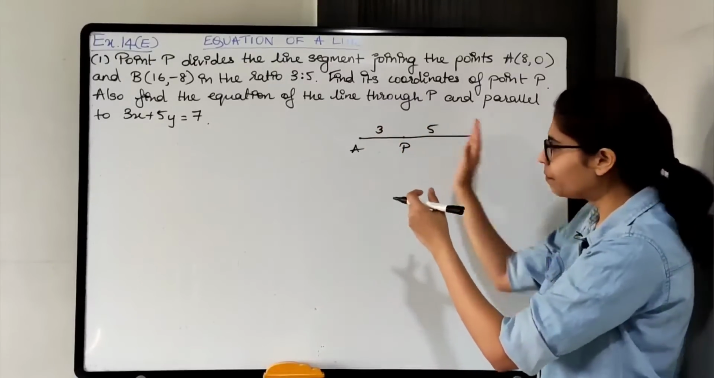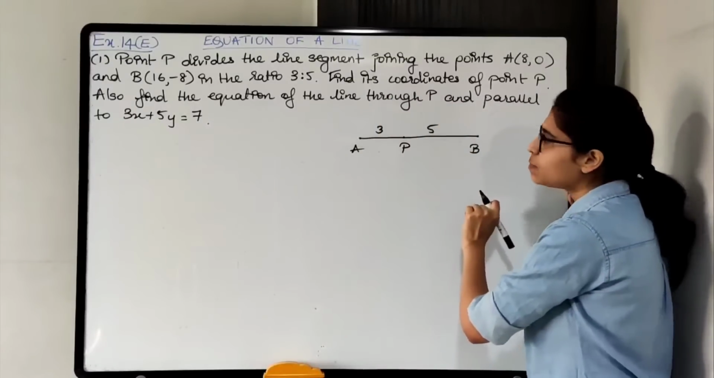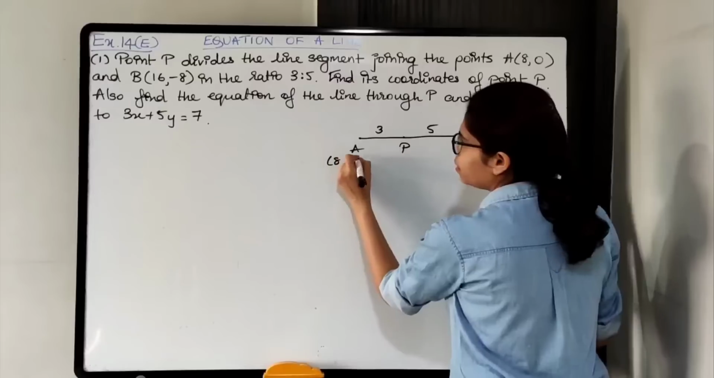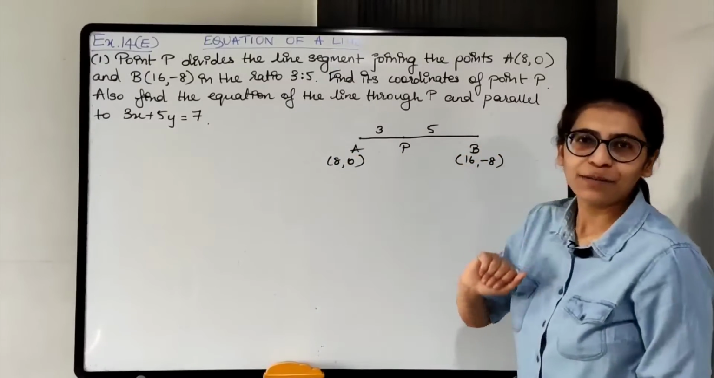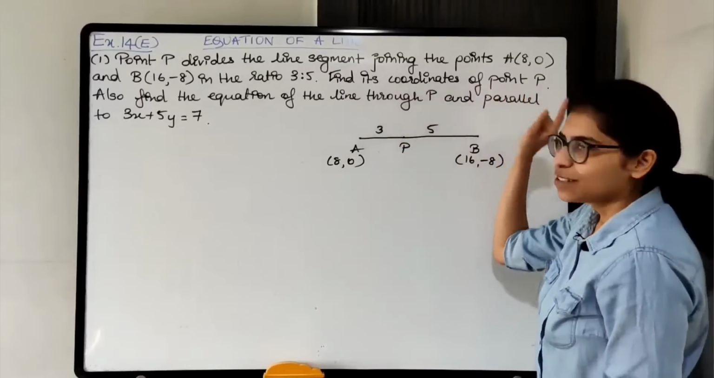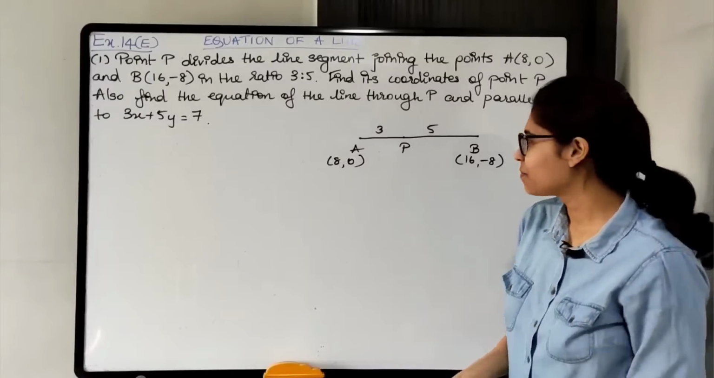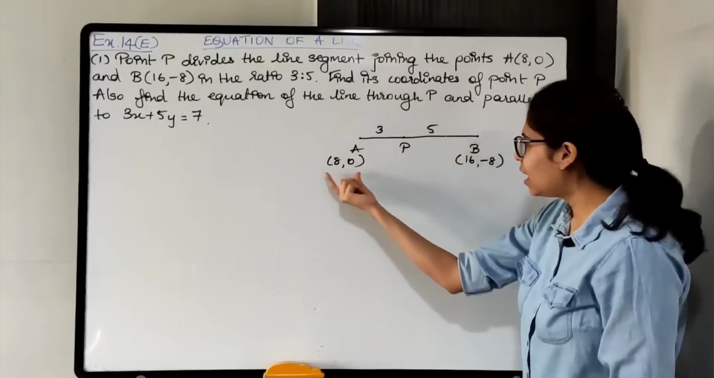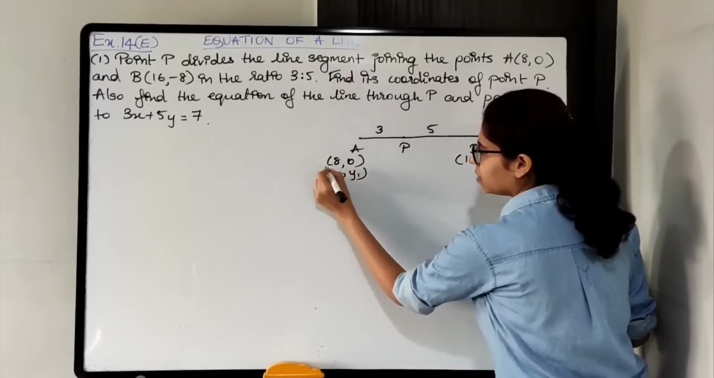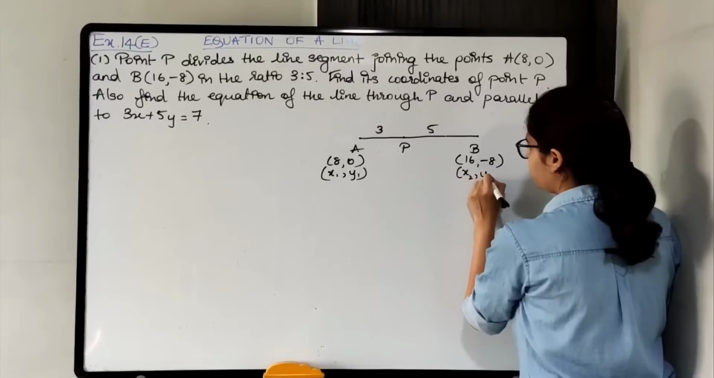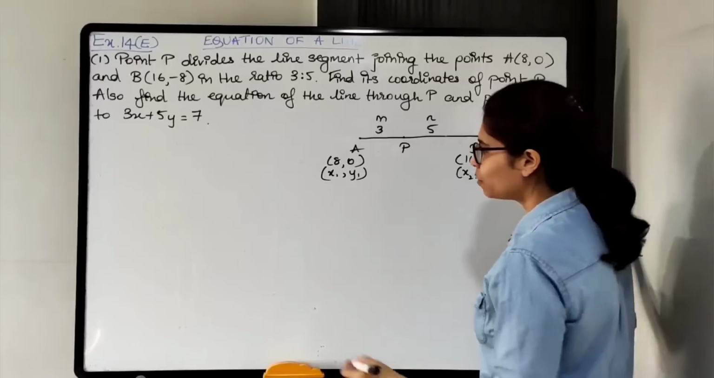Go in correct order. पहले A, then B, then 3:5. A का and B का coordinates पता है. It is 8, 0 and 16, -8. First we have to find P का coordinates. So how will we find? Using section formula, है ना? Ratio पता है, end points का coordinates पता है. This will be x1, y1, this will be x2, y2, and this is m and n. Use the formula.